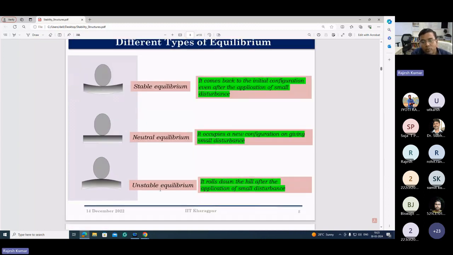Now come to the unstable equilibrium. It rolls down the hill after the application of a small disturbance. Look at this hill, what will happen? You give a small perturbation, and it never comes back to the original configuration, never acquires a different configuration. It totally falls down from this. So this is the real example I'm going to give.